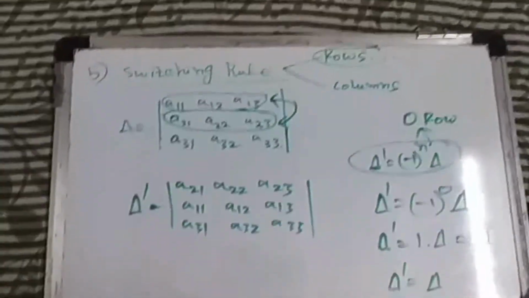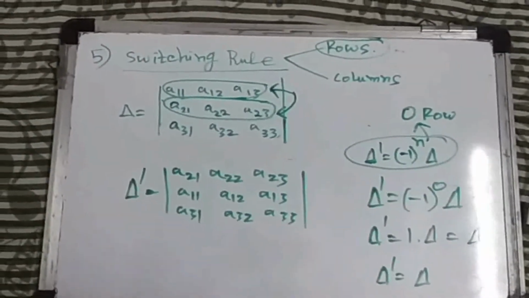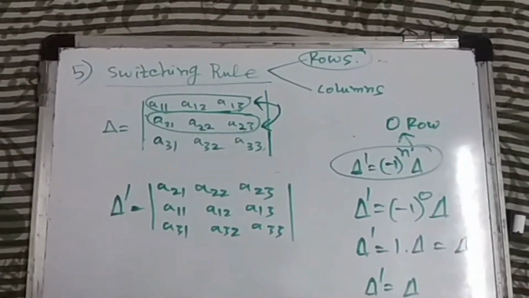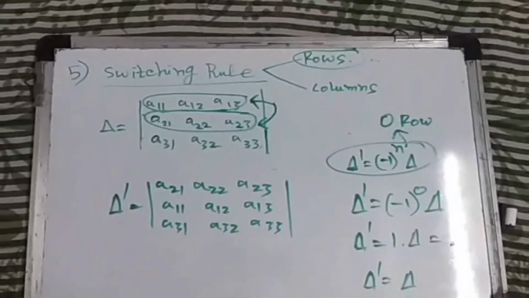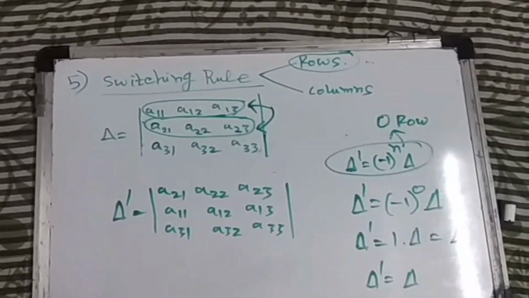Now the sixth one will be the repetition rule. Repetition rule is more easy. In the next video I will discuss that. Now I have discussed 5 properties of determinant. In this video, the 6th property I will discuss.